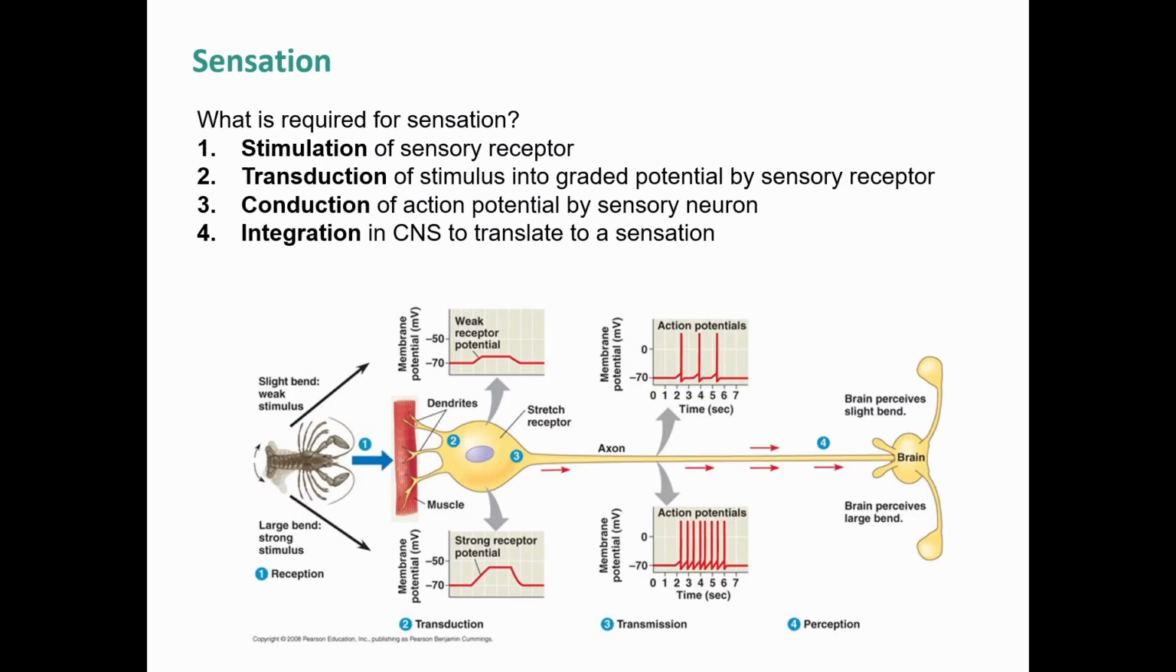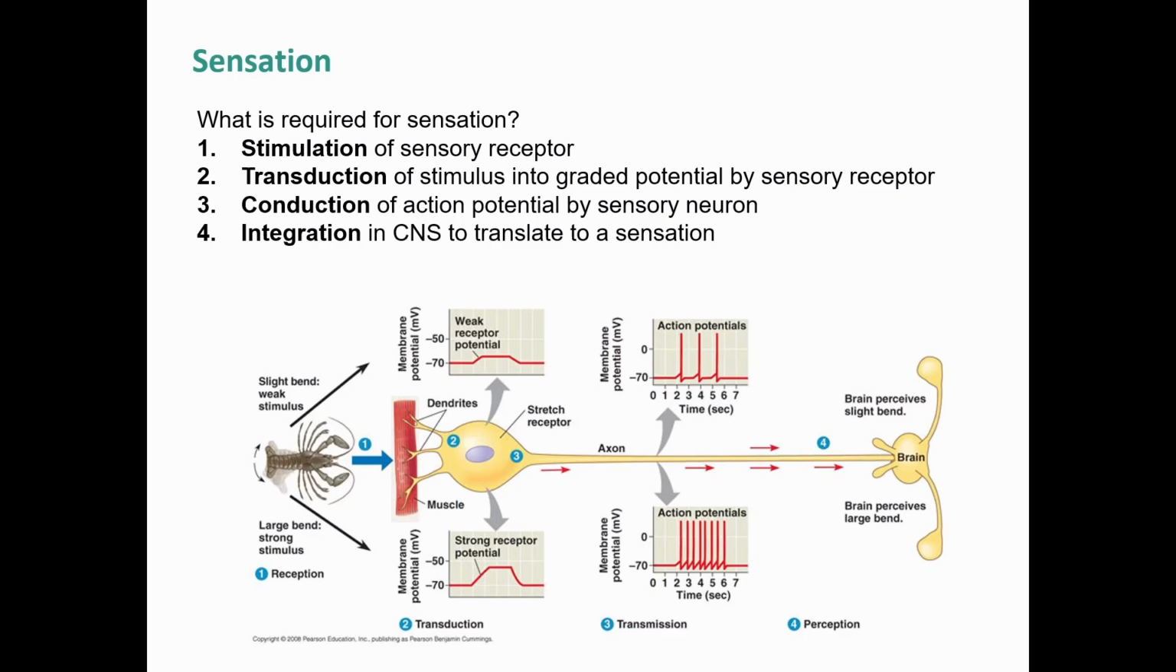So what do we need for sensation to occur? What are the things that we absolutely need? One is stimulation of a sensory receptor. The receptor has to be triggered by something. It has to pick up some sort of change in the environment. From there, the stimulus is going to be transduced into a graded potential by a sensory receptor. Remember, graded potentials can be weak or strong. The action potential is either on or off, but a graded potential can be weak or strong.